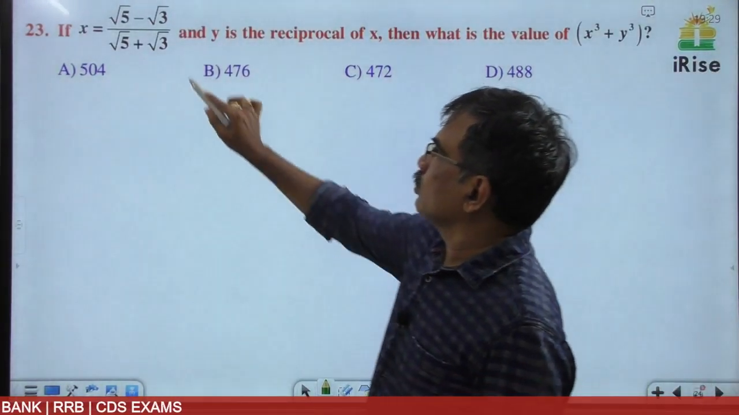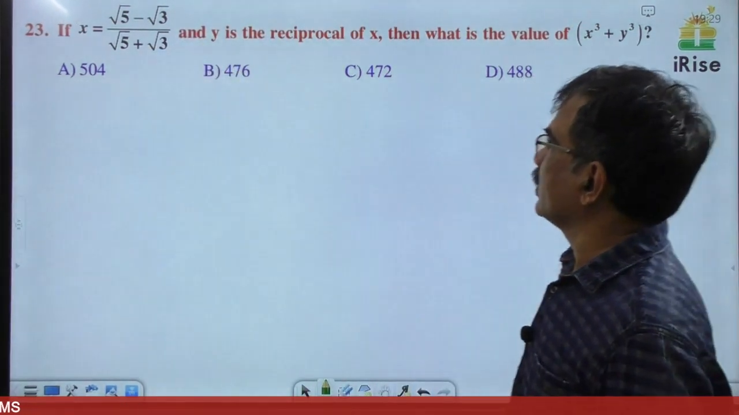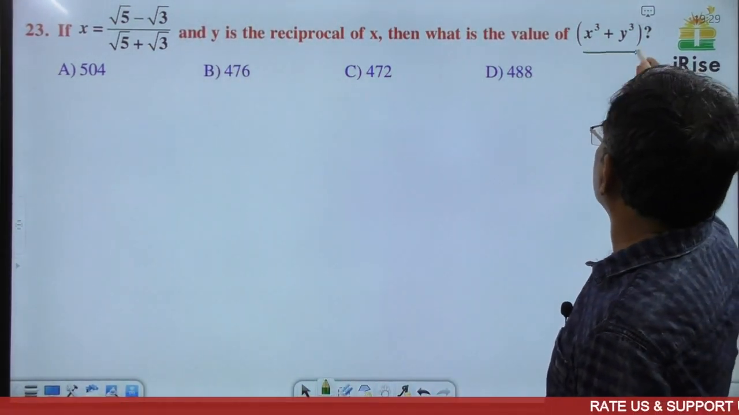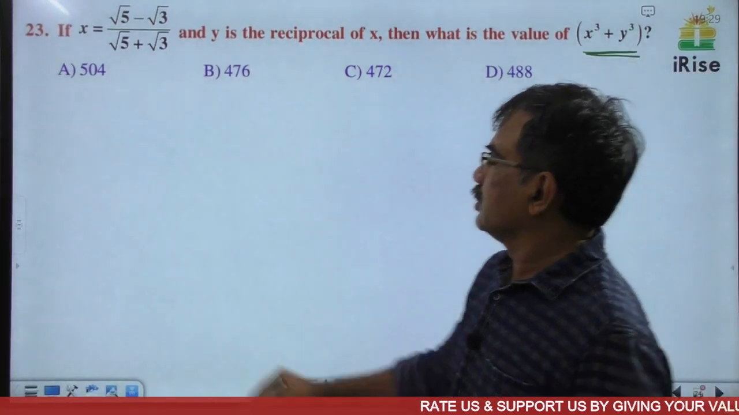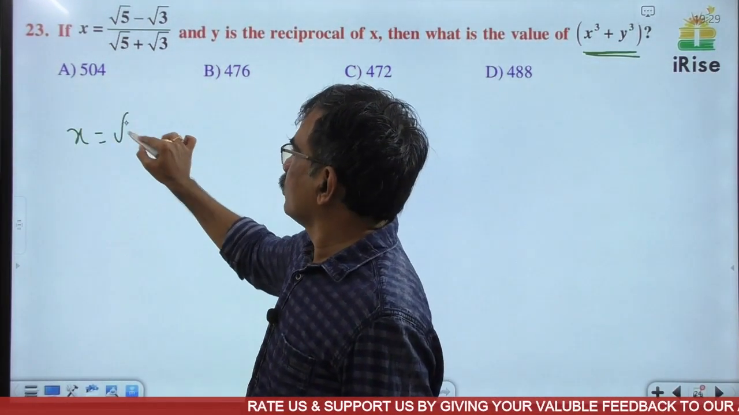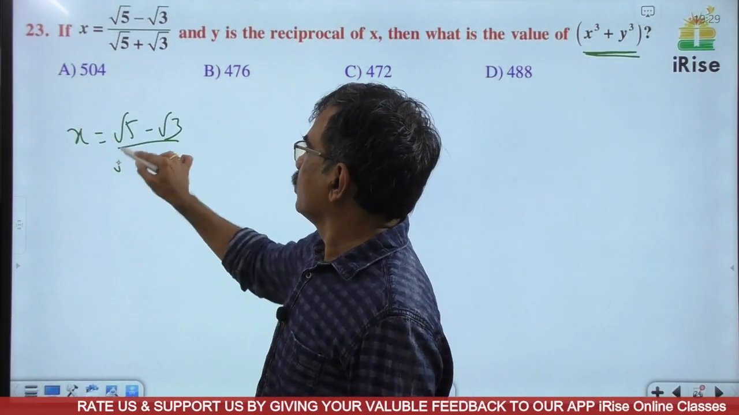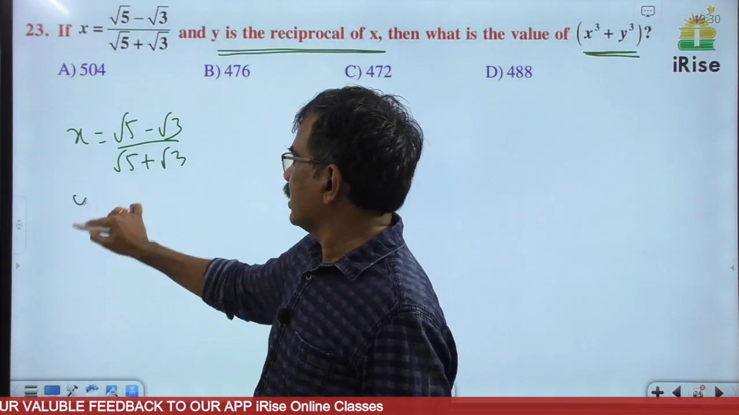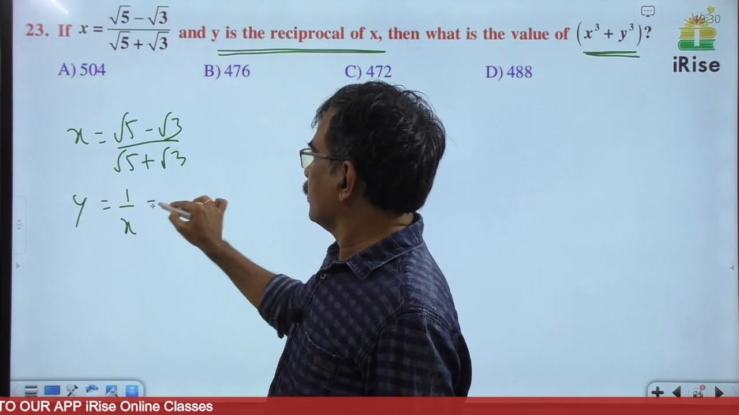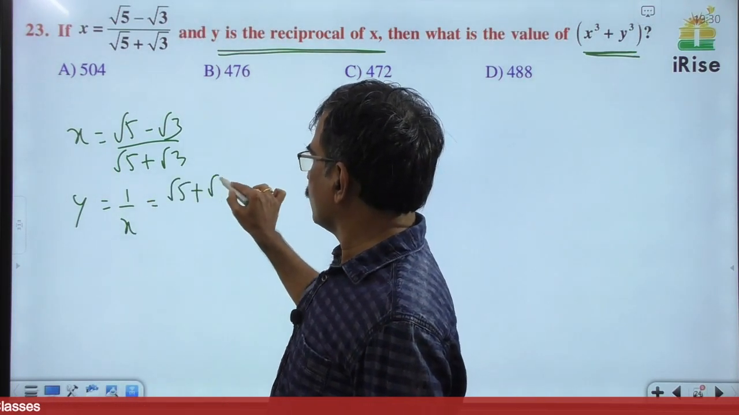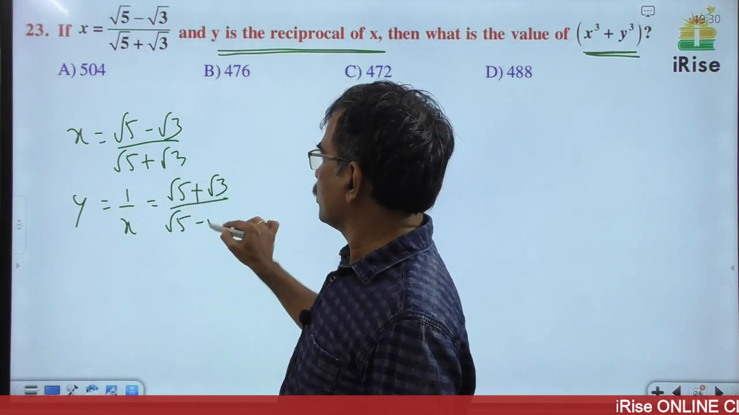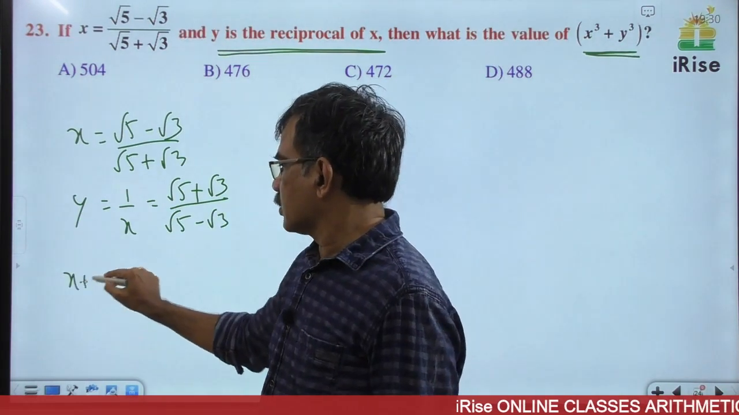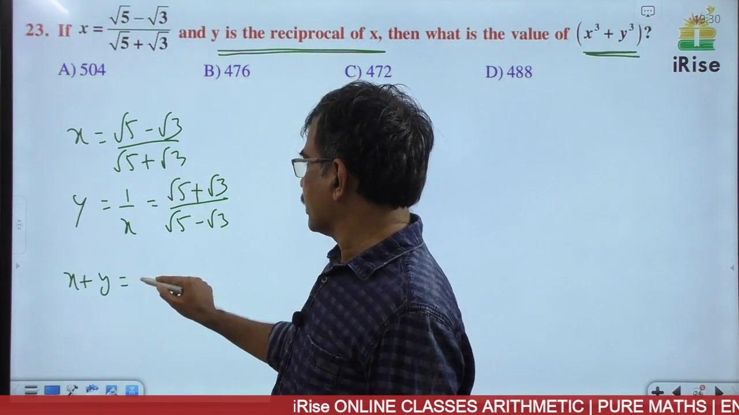If x is equal to root 5 minus root 3 by root 5 plus root 3, then what is x cube plus y cube? Here x is root 5 minus root 3 by root 5 plus root 3. Y is the reciprocal of x, so y is equal to 1 by x, which is equal to root 5 plus root 3 by root 5 minus root 3. Then what is x plus y? Nothing but x plus 1 by x.